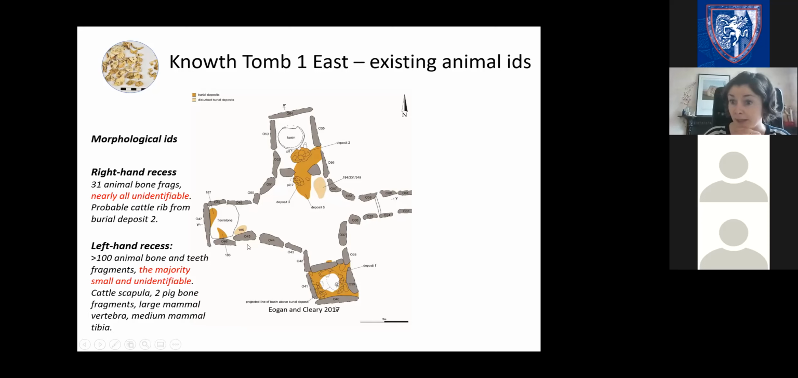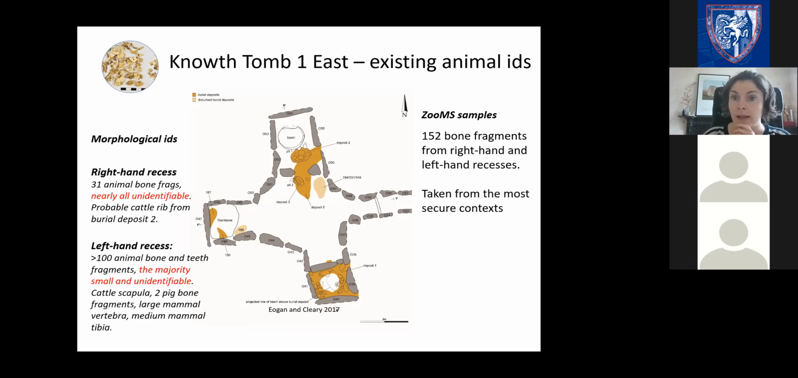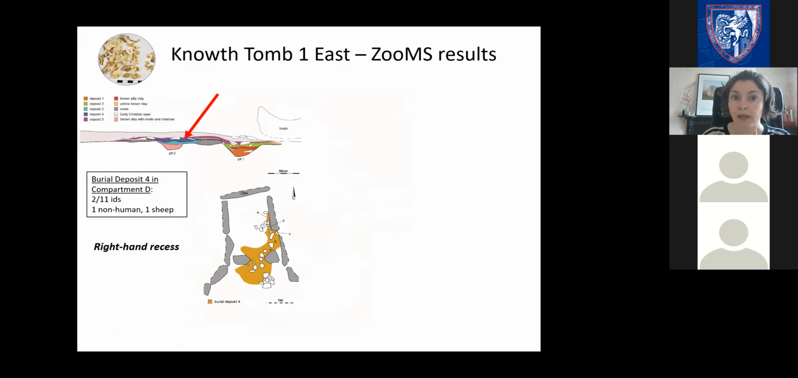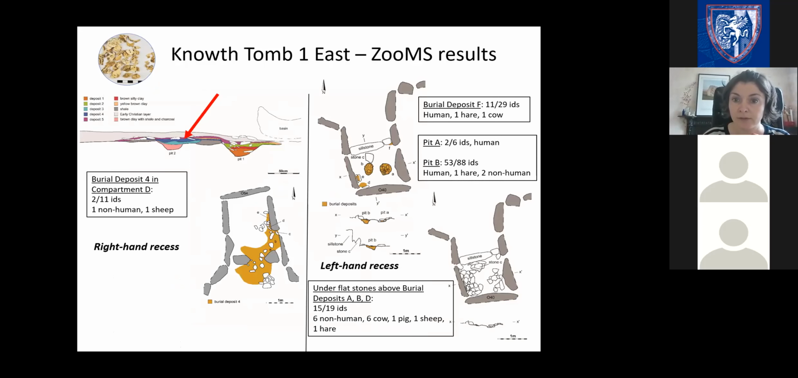And we targeted, with the help of Kerry actually, some secure Neolithic contexts that we knew we were going to go after for the Neolithic bone. 150 odd samples in the end from both the right and left hand recess of this Eastern Tomb. And the lovely thing was, I'll just flash up some of these. We got some really nice IDs. You see here, human was mixed in there, so some of those small bone fragments were actually human. Some hare, cow. You see the success rates there, fairly high, 53 out of 88 IDs didn't fail.